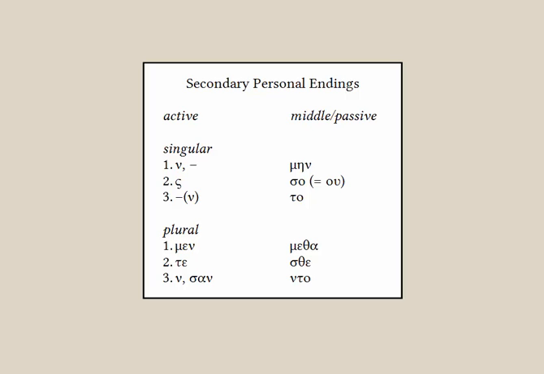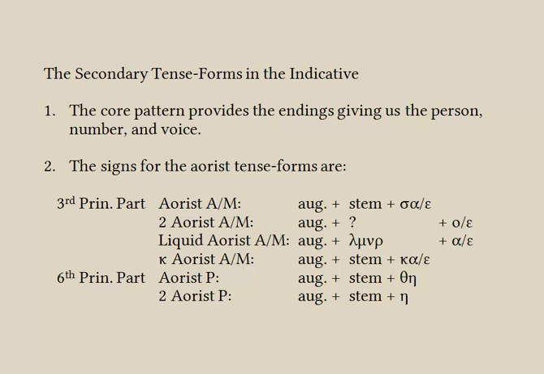For further resources to help with such forms and for an overview of the principal parts, see Using and Enjoying Biblical Greek. Here then is a summary of what we've seen in this video. We've started our look at the secondary tense forms in the indicative. We've seen the core pattern that provides the endings for the person, number, and voice. And we looked at the signs of the aorist tense forms, noting that the active and middle are built from the third principal part, the passives from the sixth principal part. All the indicative aorists have an augment. The stem can shift around a little bit.